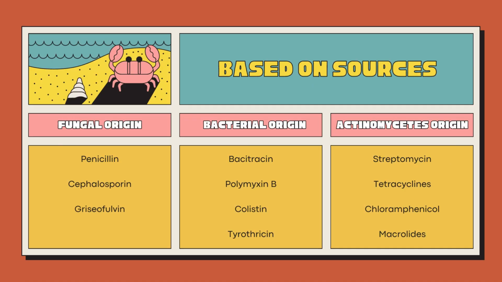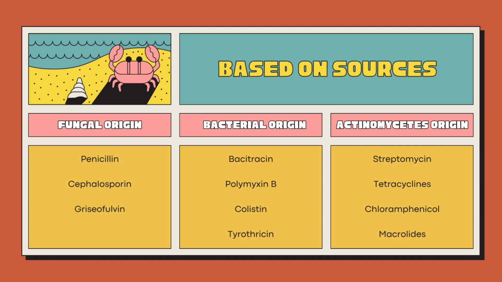Furthermore, classification based on mechanisms of antimicrobial action is followed by classification based on sources, which are fungal origin, bacterial origin, and actinomycetes origin. In fungal origin, such agents include penicillin, cephalosporins, and griseofulvin.